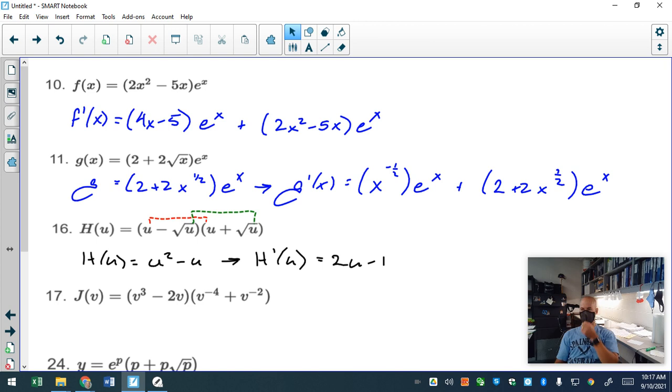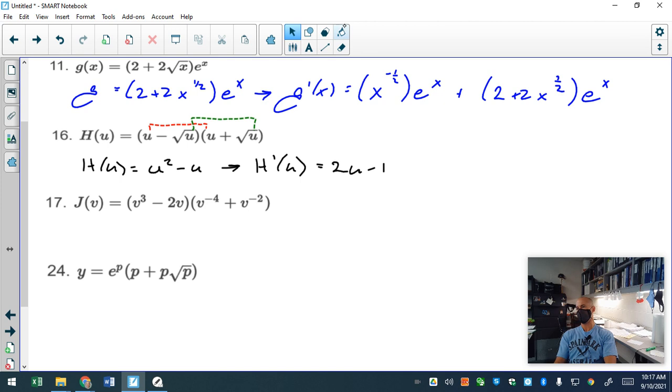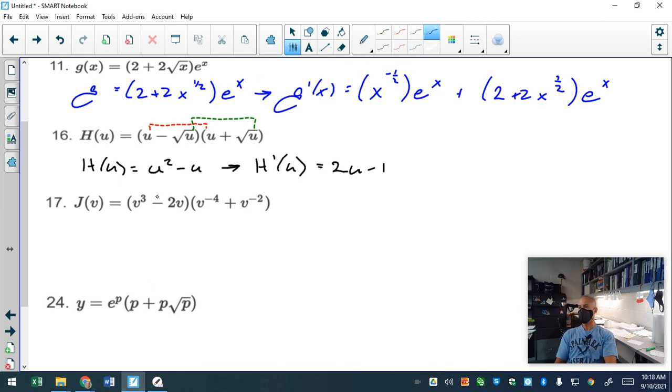I'm thinking expand, although I'm not sure if the trade-off is going to be as beneficial as, well, I definitely know it's not going to be as nice as 16 was. So let's expand this. This one we do have to be a little bit more careful with our expansion. J of v. I don't know how they come up with these weird functions. J of v. V cubed times v to the negative 4, you add those exponents. That'll be v to the negative 1.